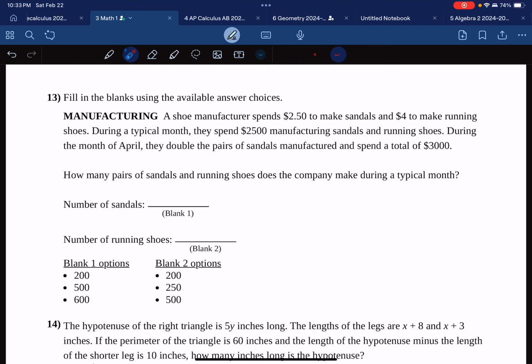We are spending $2.50 for sandals, $4 for running shoes. We spent $2,500 total, and then we doubled the pair of sandals and made $3,000. Whew, that is a tricky problem. All right, well, I take back what I said from the problem before. This one seems like it's the hard.